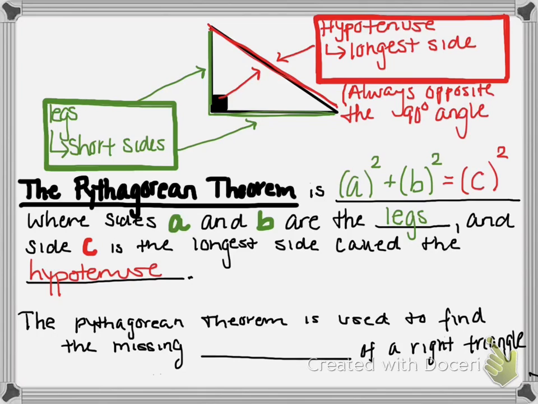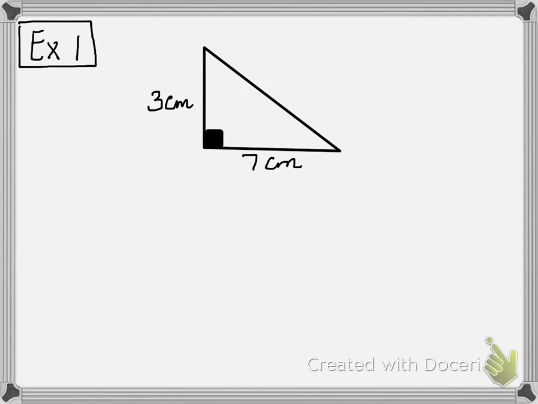Okay. And what is the Pythagorean theorem used for? If we were given two sides of a triangle, the Pythagorean theorem is always just going to help us to find the missing side length of a right triangle. So you'll always be given two sides, and you're going to have to use that Pythagorean theorem to find the third side. So let's try some examples. Example number 1 on your sheet.